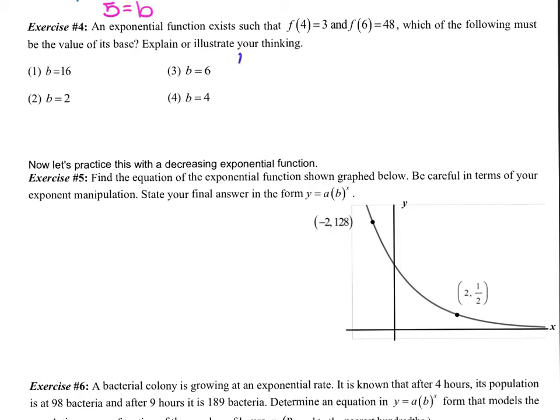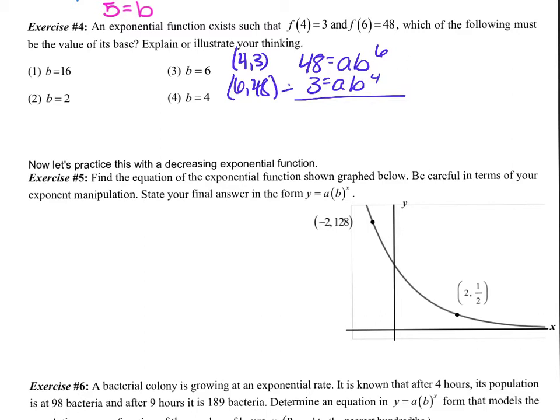I have the points 4, 3, and 6, 48. I'm going to put the larger x value on top. So 48 equals ab to the 6th, and 3 equals ab to the 4th, and I am going to divide that. So 48 divided by 3 is 16. My a's are going to cancel, and I get b squared.